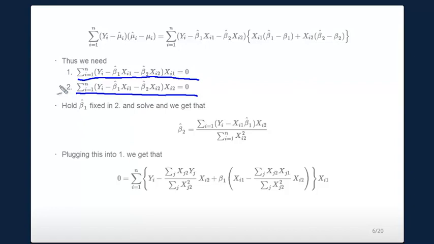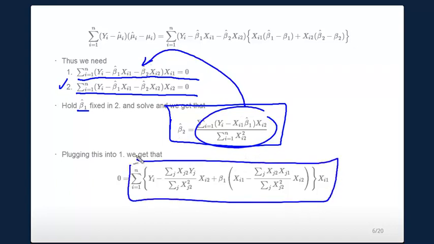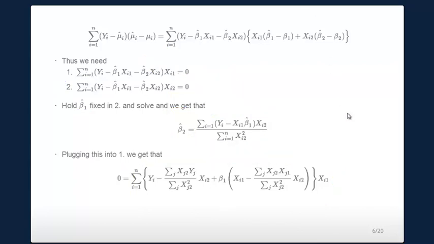So if we take equation 2 and hold beta 1 fixed, and solve for beta 2, we get that thing. Churn through the work. And then you can take beta 2 hat, which is now written as a function of beta 1, and plug that into there, and then we get another equation that we can solve for beta 1, because it only has the one variable.